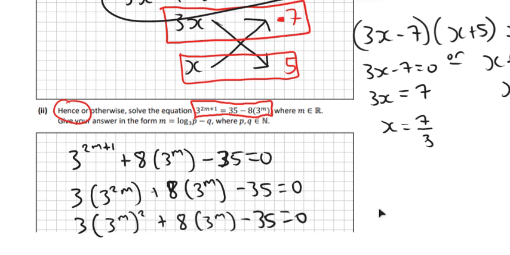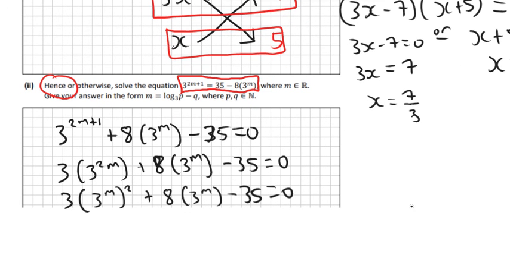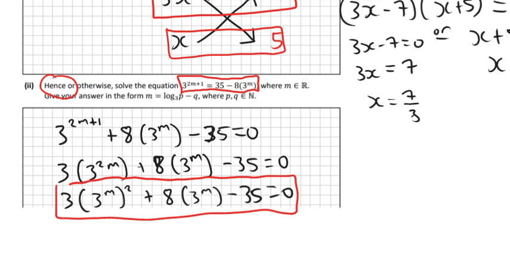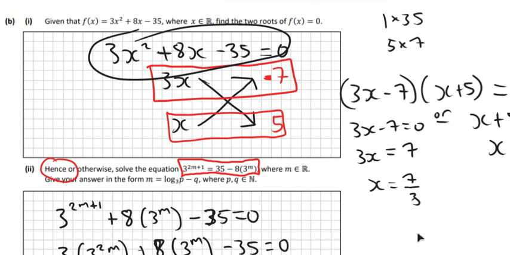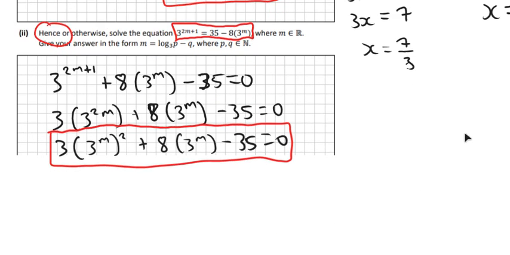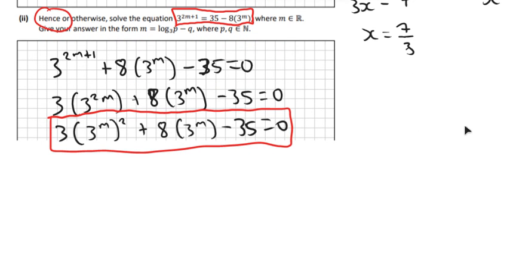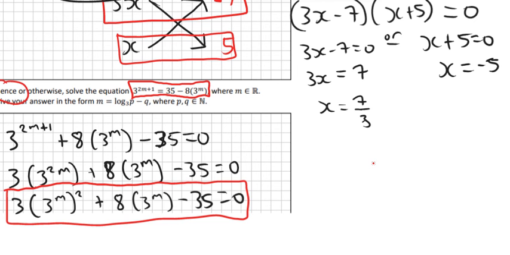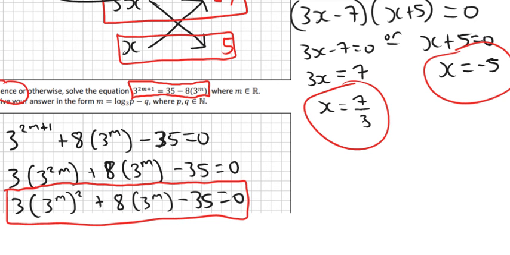Now you don't really need to show this bit what I've just written there in the exam. I'm just writing this out to show you that that there is the same thing as that up there. It's just that instead of an x, there's a 3 to the power of m. So we've actually solved for 3 to the power of m in the last bit. So our answers were here, and that's why it says hence or otherwise.